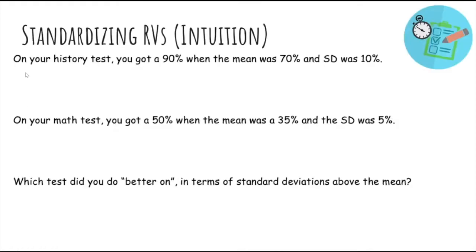So some intuition. Let's say that on your history test you got a 90% when the mean was 70 and the standard deviation was 10, and on your math test you got a 50% but the mean was 35 and the standard deviation was 5. Which test did you do better on in terms of standard deviations above the mean? Well, you scored higher in history, but how many standard deviations above the mean is that? It's 90 minus the mean 70 divided by the standard deviation 10, so that's 2 standard deviations. And similarly for math, you scored 3 standard deviations because that's just 50 minus 35 divided by 5. So in terms of standard deviations above the mean, you actually did better in math.